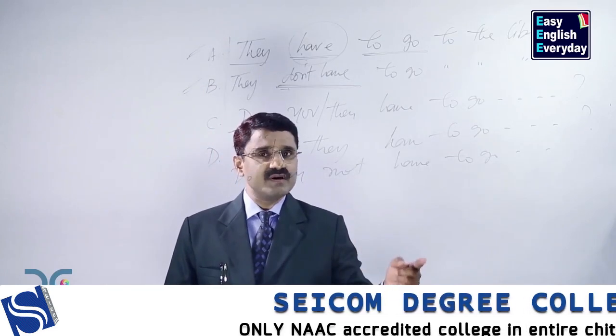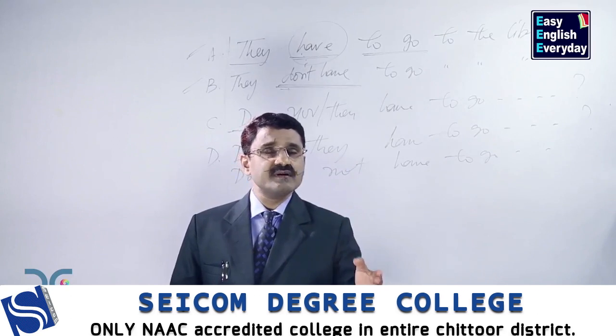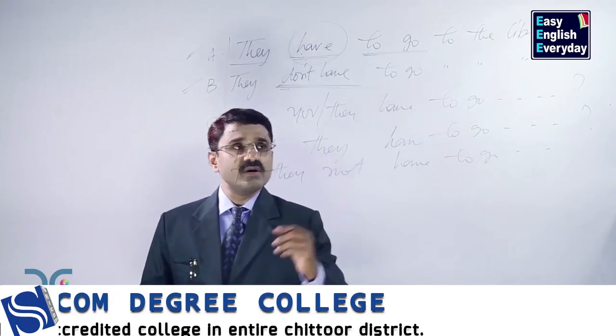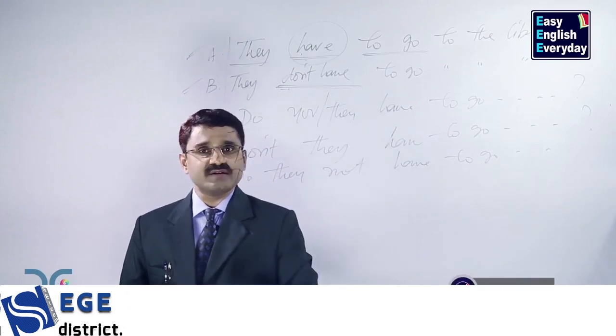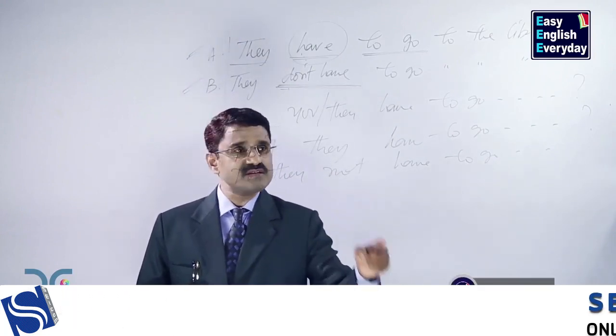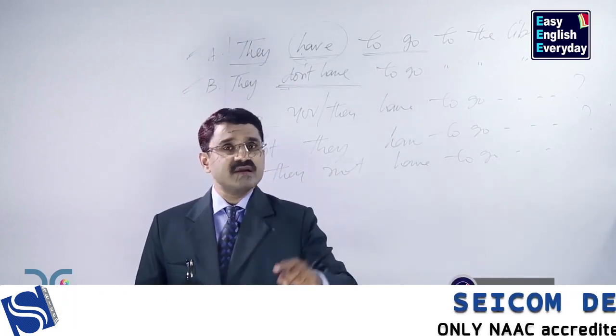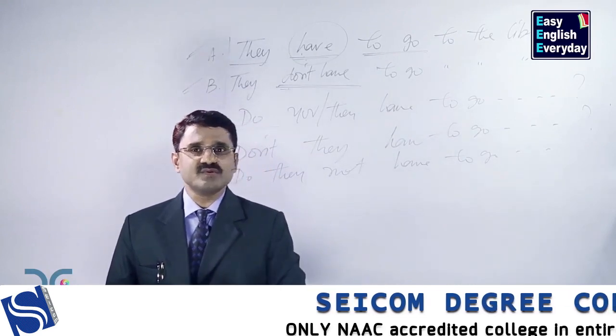They have to sit here. They don't have to sit here. Do they have to sit? Don't they have to sit? They have to practice. They don't have to practice. Do they have to practice? Don't they have to practice? They have to earn money. They don't have to earn money.